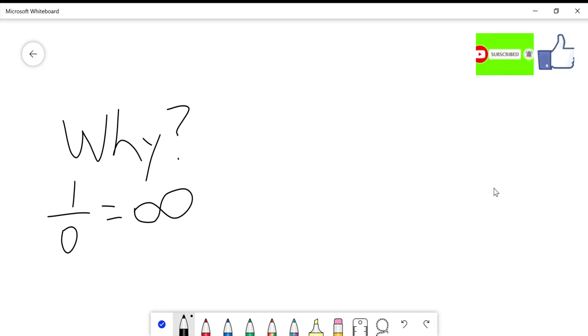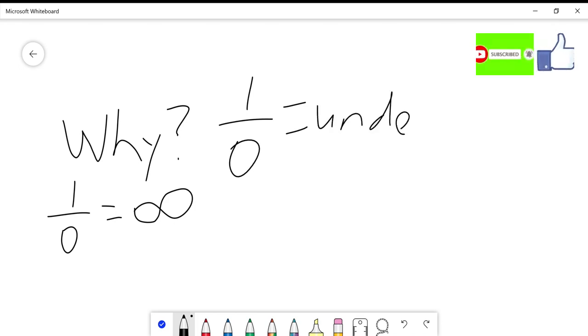Okay, as you probably saw by the title, it says any number over 0 equals infinity. Right? Most of you know that any number, 1 for example, over 0 equals undefined. Most of you were taught this in school. But let me just give you an example, okay?